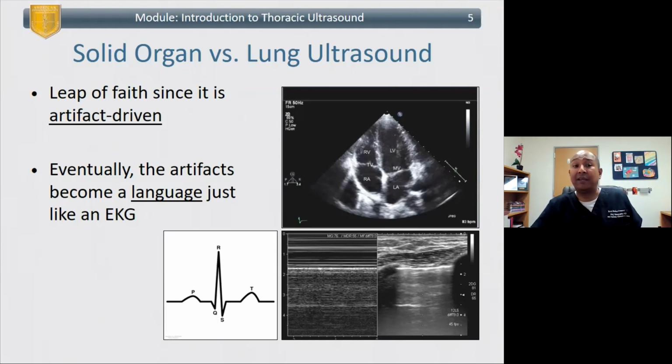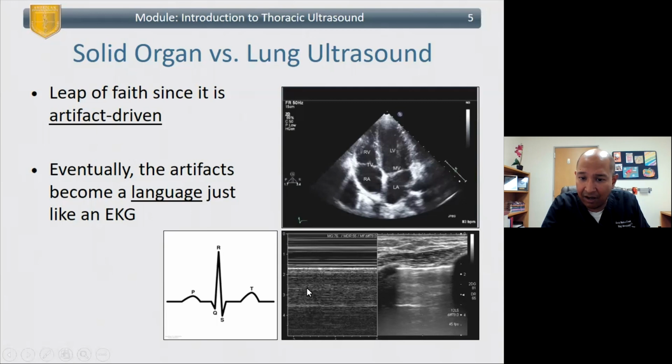So it's a little different, you know what I mean? The big thing is that when we talk about interpreting how my lung is doing, it literally is a leap of faith. It is artifact driven. What do I mean by that? Well, up here, this is a solid organ, the heart. You put the probe on the heart, it looks like the heart. You put the probe on the kidney, it kind of looks like a kidney. But when you put the probe on the lung, the enemy is air, so I had to use artifacts to describe the lung. So look at this down here.